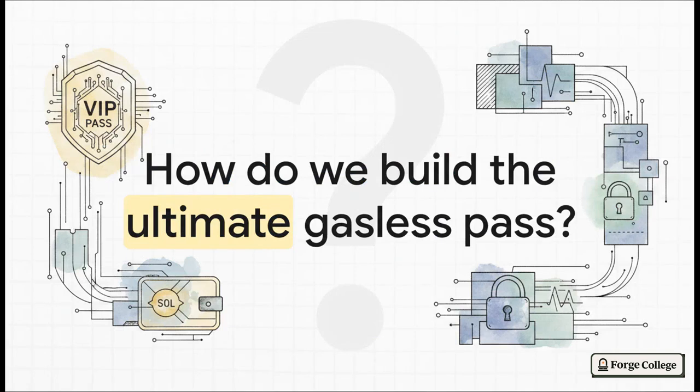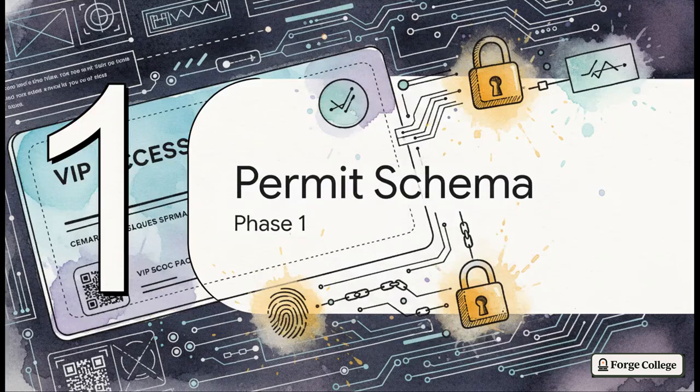So we already know exactly why we need a permit, right? We want that perfectly frictionless, gasless user experience, the kind where someone can authorize a transaction without spending their precious SOL on gas fees, because honestly, nobody likes paying the toll troll. But now we have to ask the really practical engineering question. How do we actually build this cryptographic VIP pass on Solana? How do we make sure it's secure, completely tamper-proof, and fits perfectly into the Solana programming model? Well, let's find out. Starting us off with Phase 1, designing the permit schema.